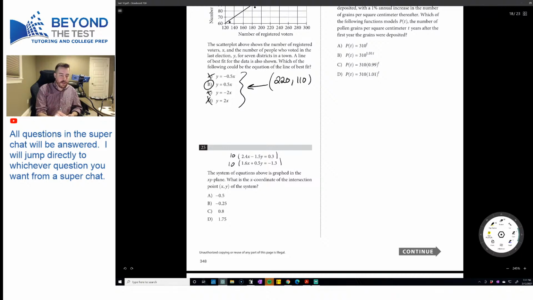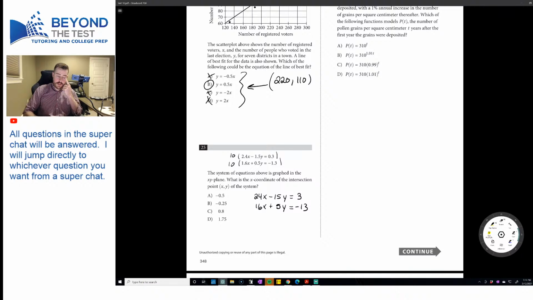Because if I do that, this will become 24x minus 15y equals 3. And then on the bottom, we get 16x plus 5y is equal to negative 13. Okay, I think it's just easier if you get rid of the decimals. That way you don't have to deal with decimals or forget to type a decimal in somewhere. So I like to do that right off the bat here.